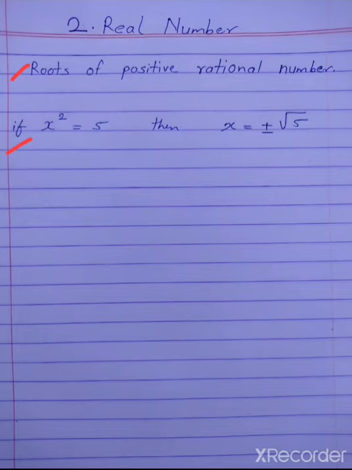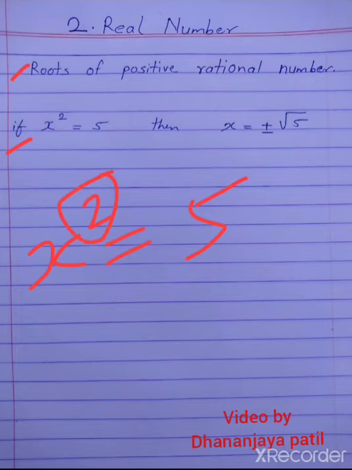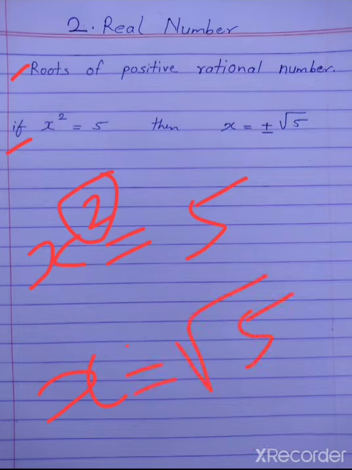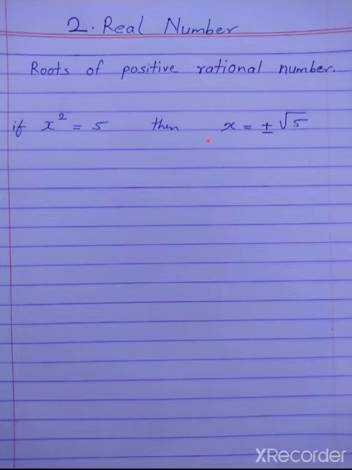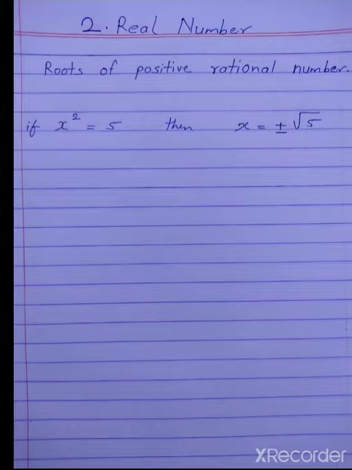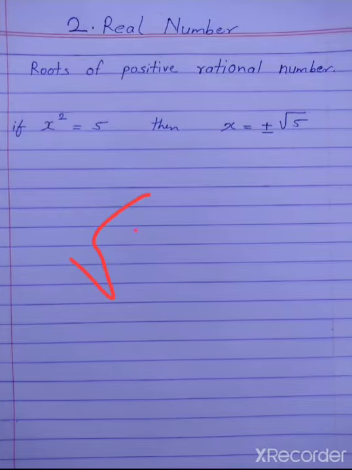Here, if I take x as any rational number, and here I square it, so x square is equal to, suppose, 5. So when you take this square to the other hand side, it will become a square root. This square root may be positive, otherwise negative. So here I get this value. You know root 5 is an irrational number. So sometimes we get an irrational number, or sometimes we get a rational number also.